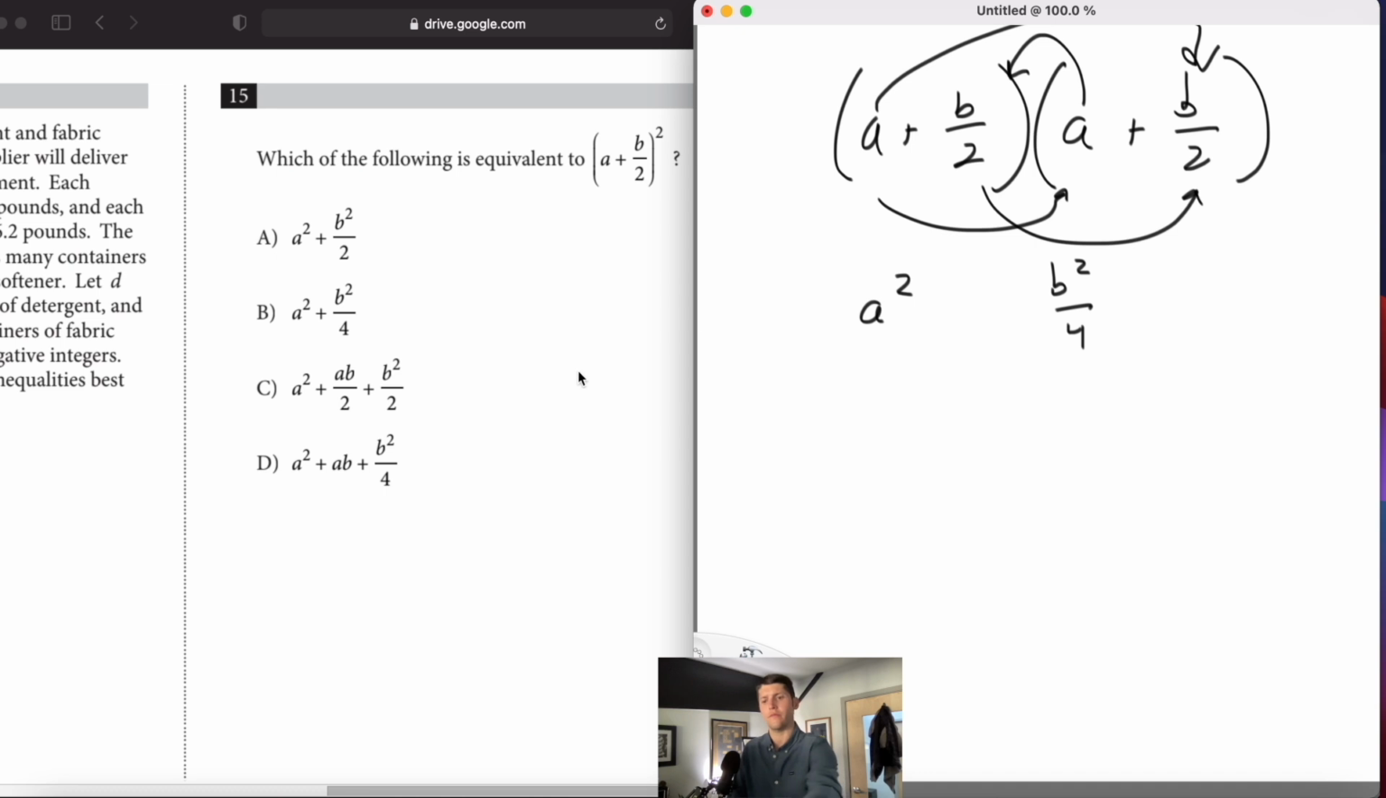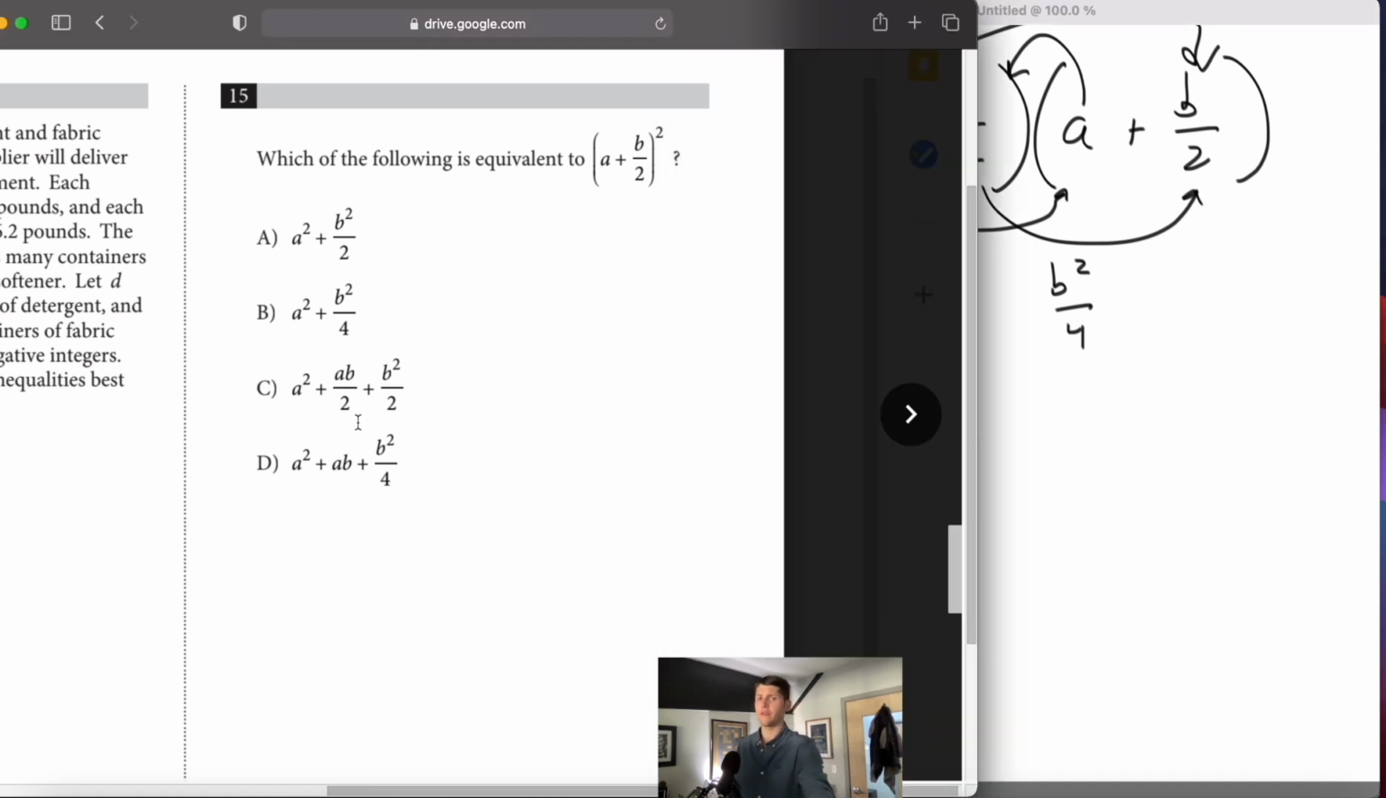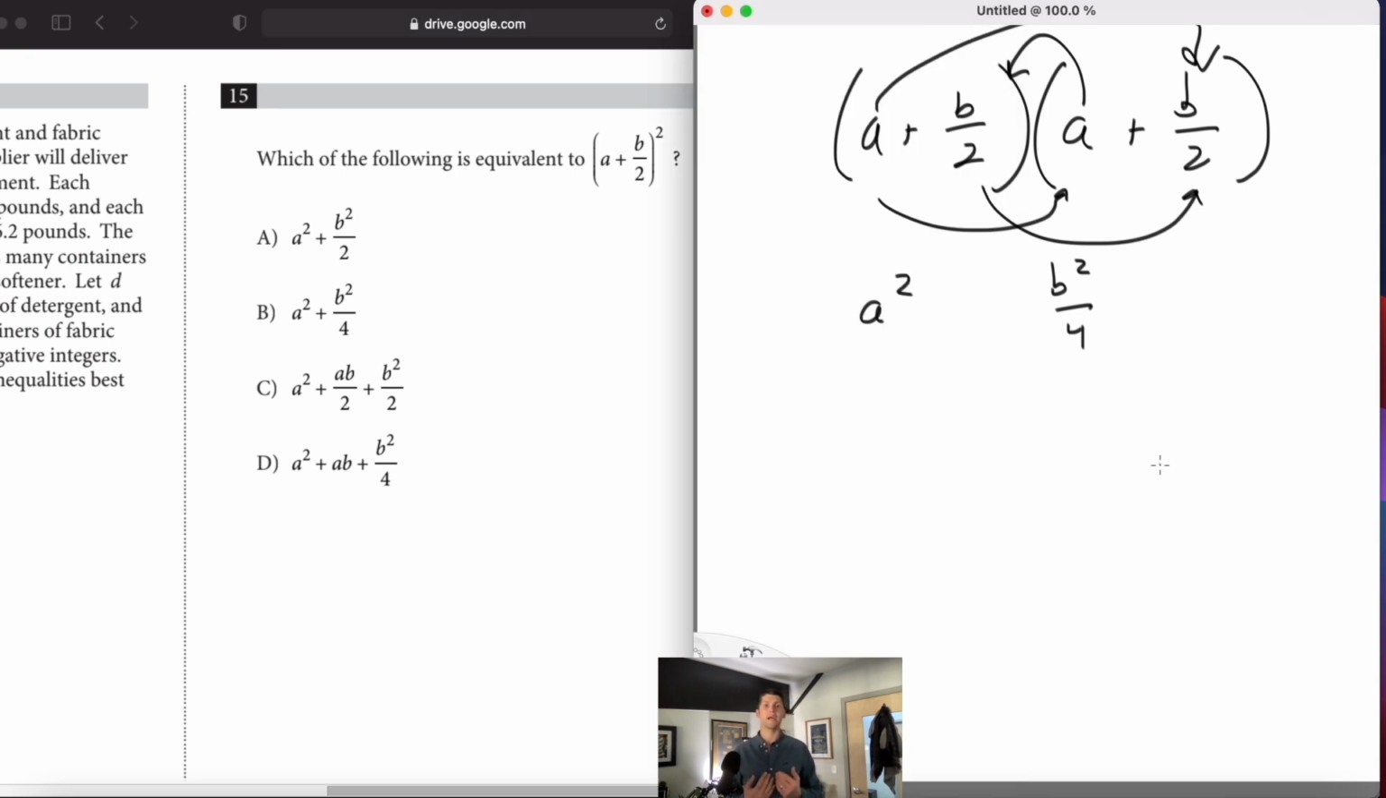So hopefully that helps. I think that question is easily done in either approach, but again, using real numbers saves you so much time on so many questions.